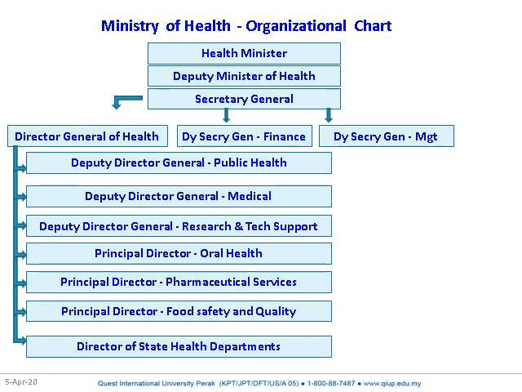Ministry of Health of Malaysia. This is an organizational chart. Health Minister is the top authority. Just below that, Deputy Minister of Health. Below that, Secretary General of Health.